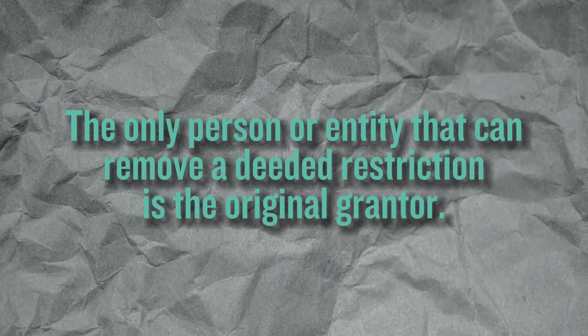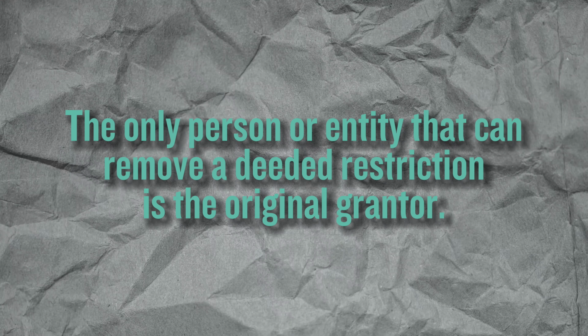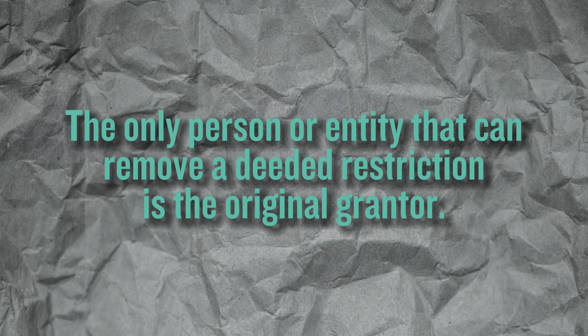It is a common misconception that, whenever I convey the property, if I don't want that restriction on anymore, I'll just take it off the deed. People forget that the only person or people or entity that can remove a deeded restriction is the original grantor of the restriction. They hear grantor and think, when I sell the property, I'm the grantor, so I am in charge of whether that restriction stays or not. And unfortunately, that is simply not true. It will be the original grantor who can remove that deeded restriction.